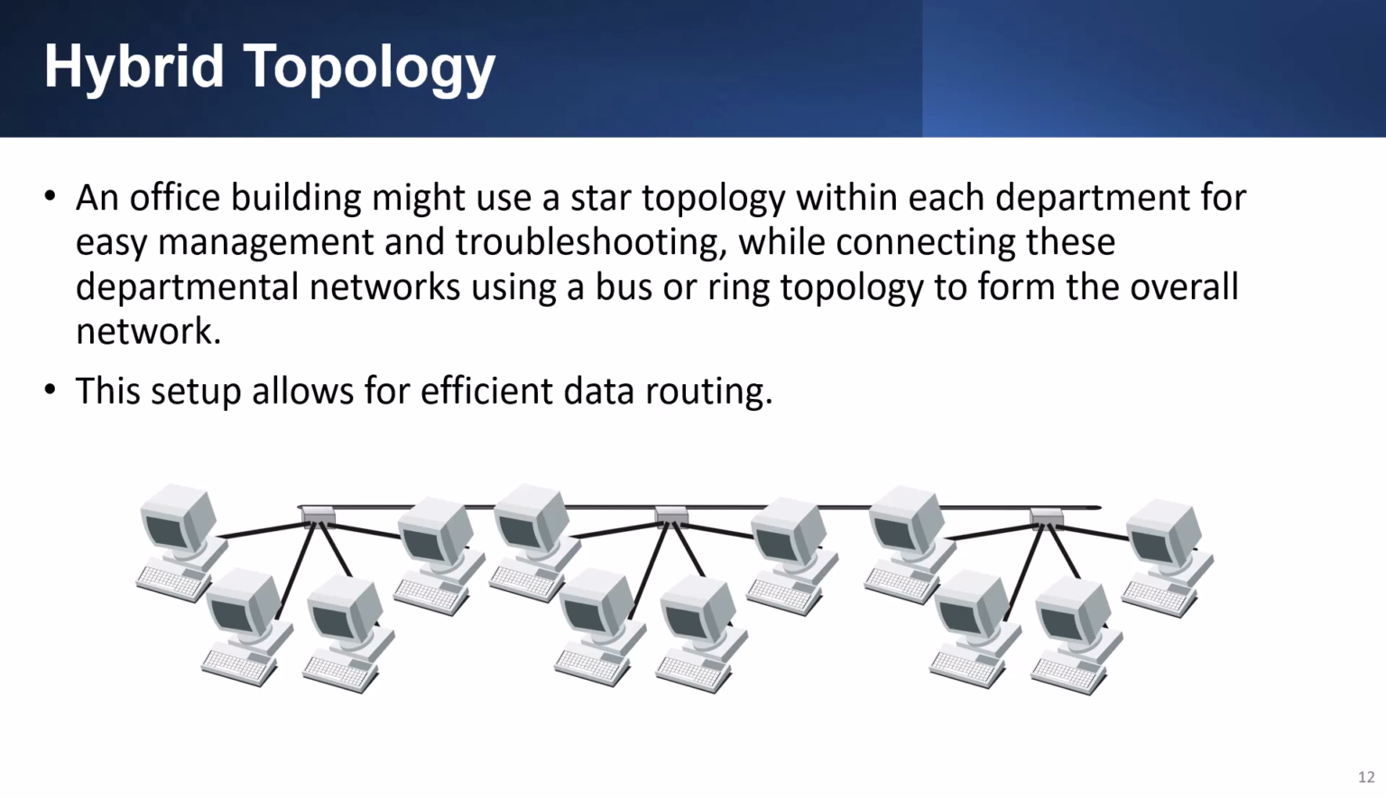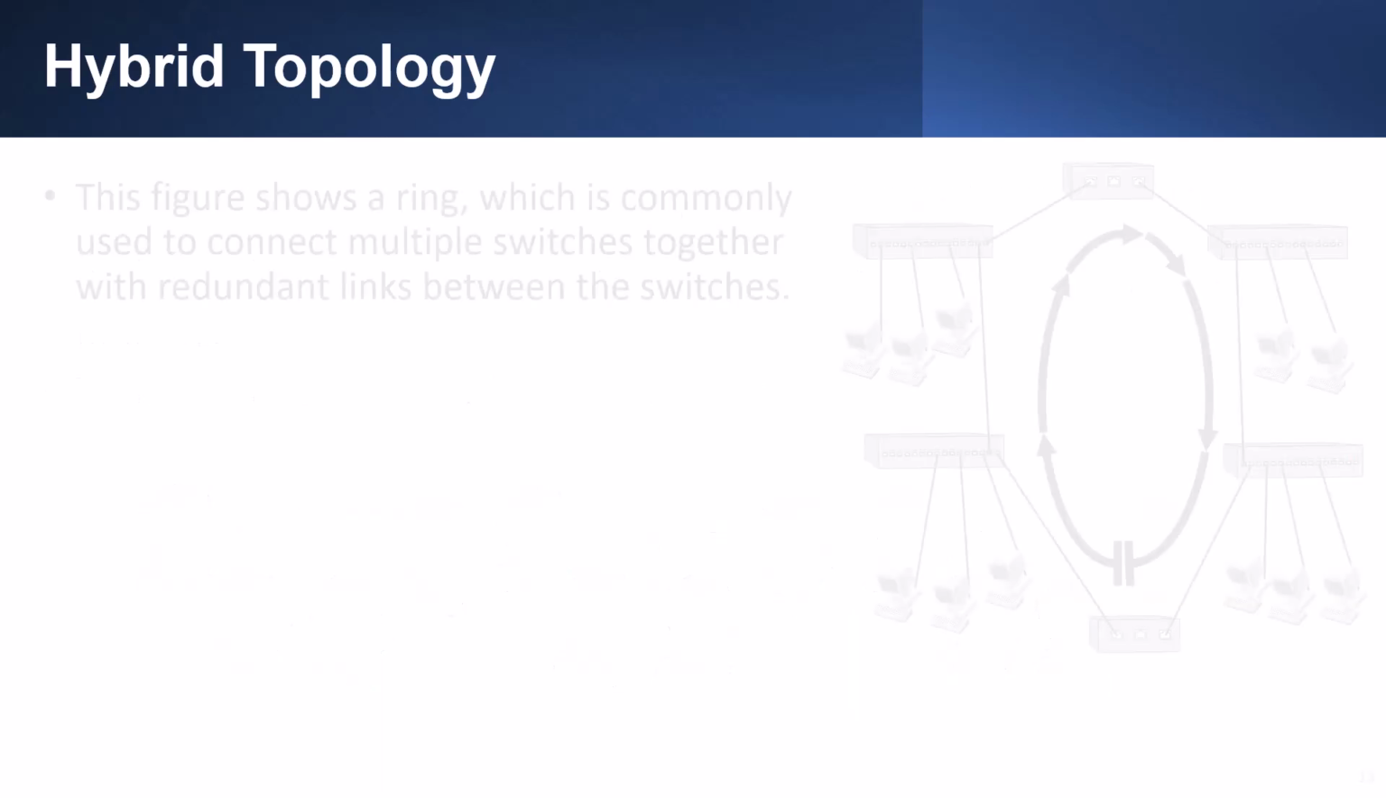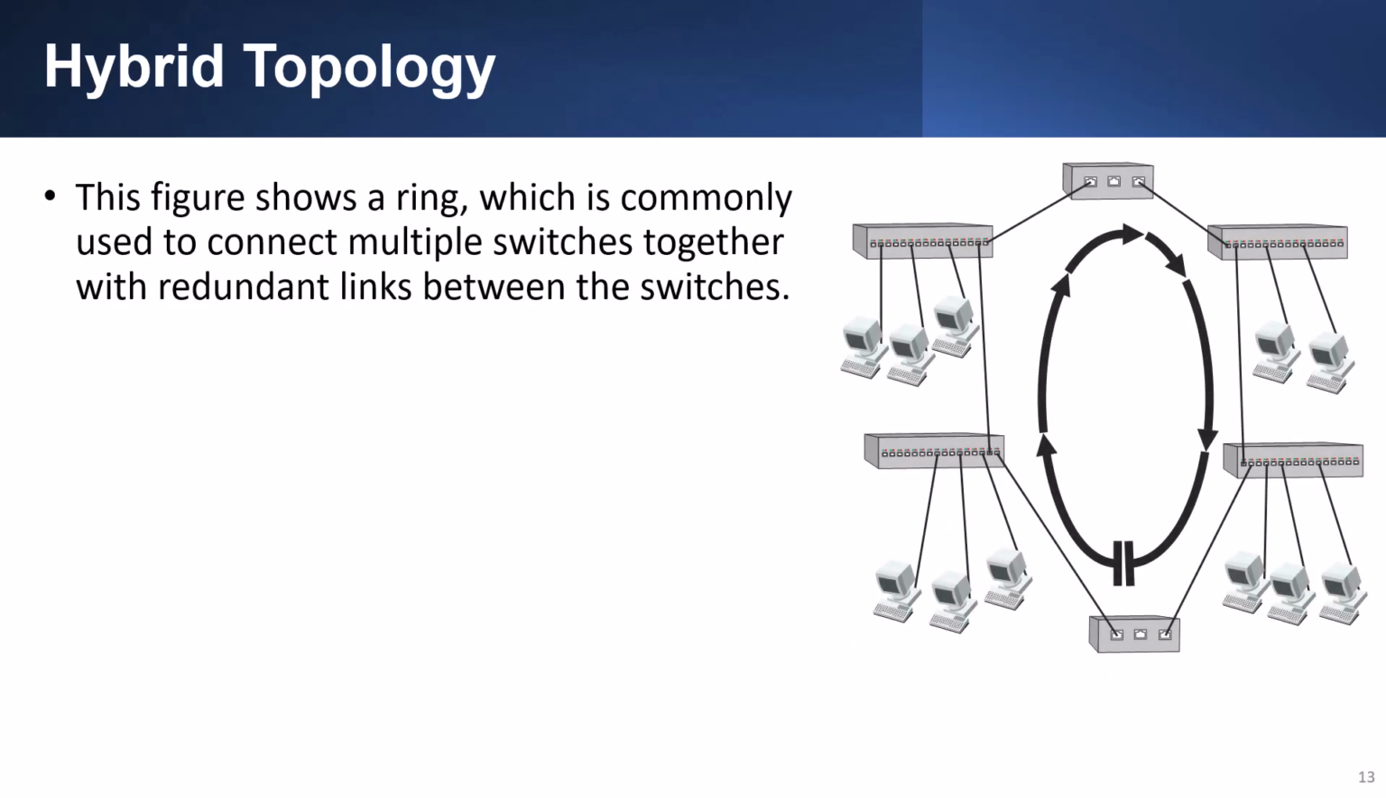This figure has a bus link that forms a backbone connecting the various star topologies. This figure shows a ring, which is commonly used to connect multiple switches together with redundant links between the switches.